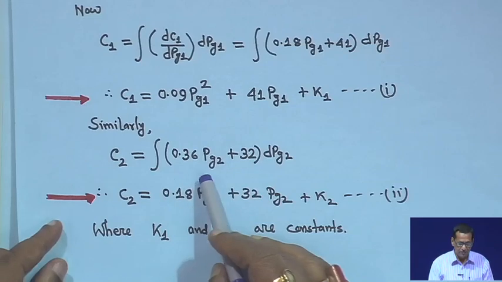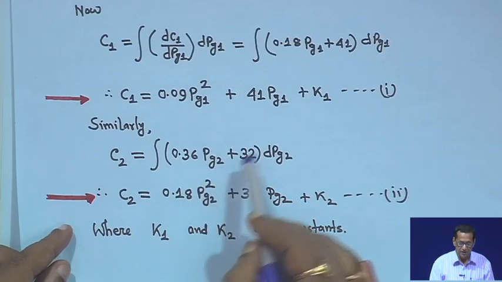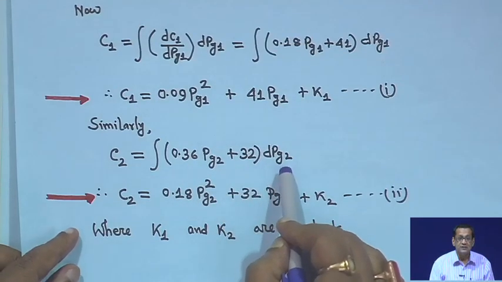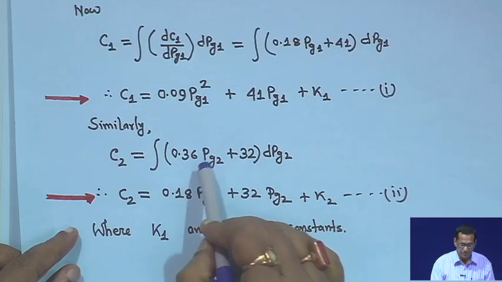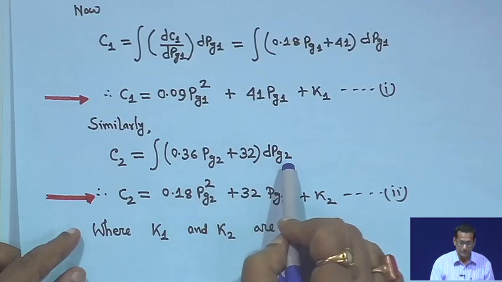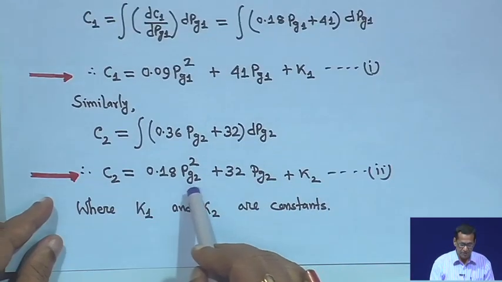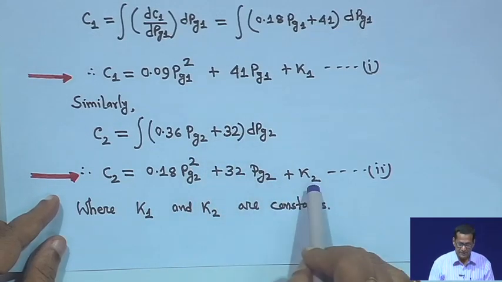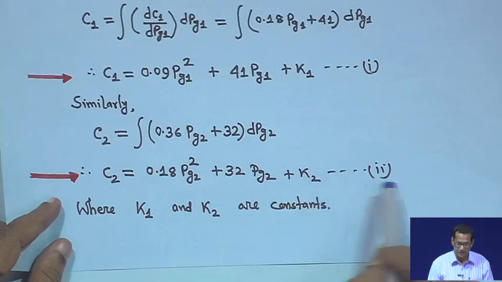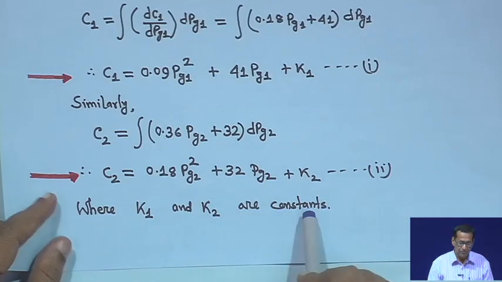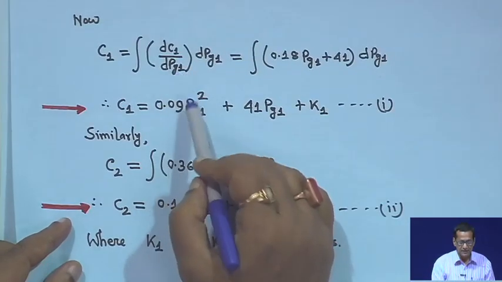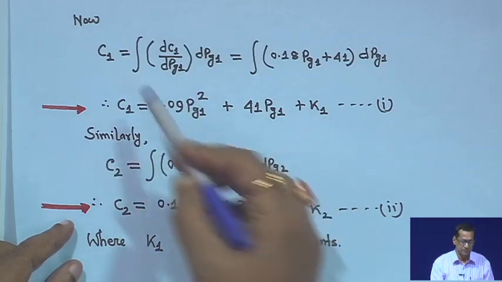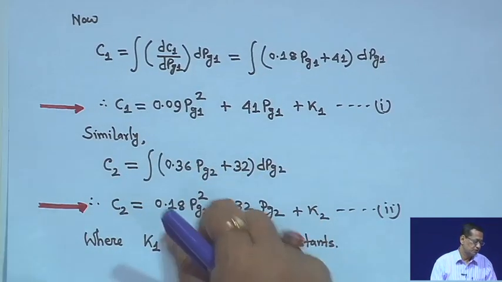Similarly, C2 is the integral of dC2/dPg2 into dPg2. You directly substitute 0.36 Pg2 plus 32 dPg2, so C2 will be 0.18 Pg2 square plus 32 Pg2 plus K2, another constant, where K1 and K2 are constants. So, their ICs are given, and you have to integrate them to get C1 and C2.